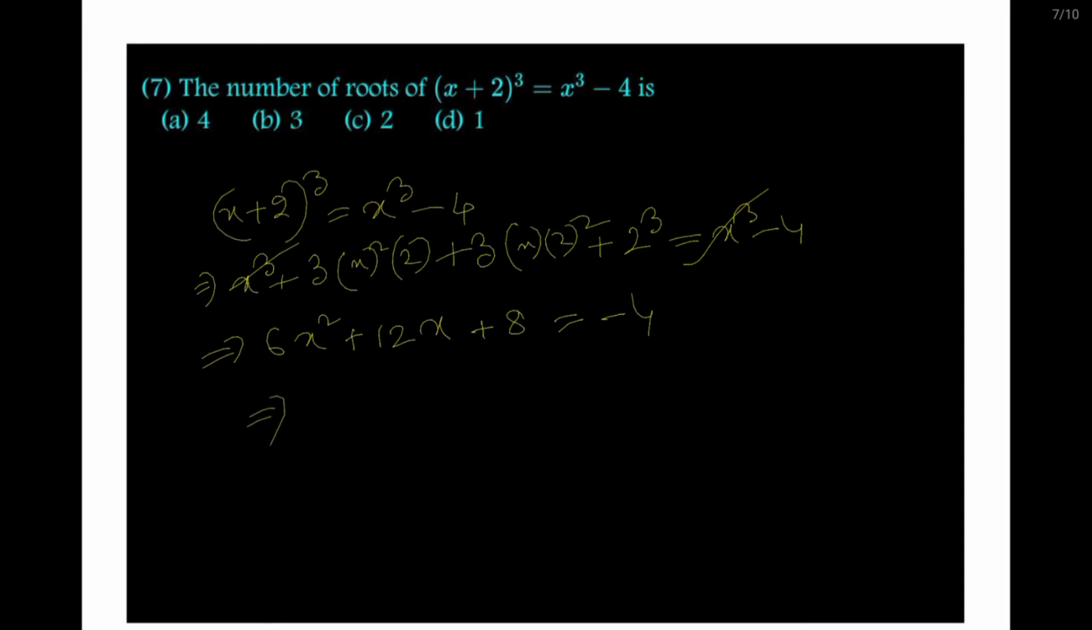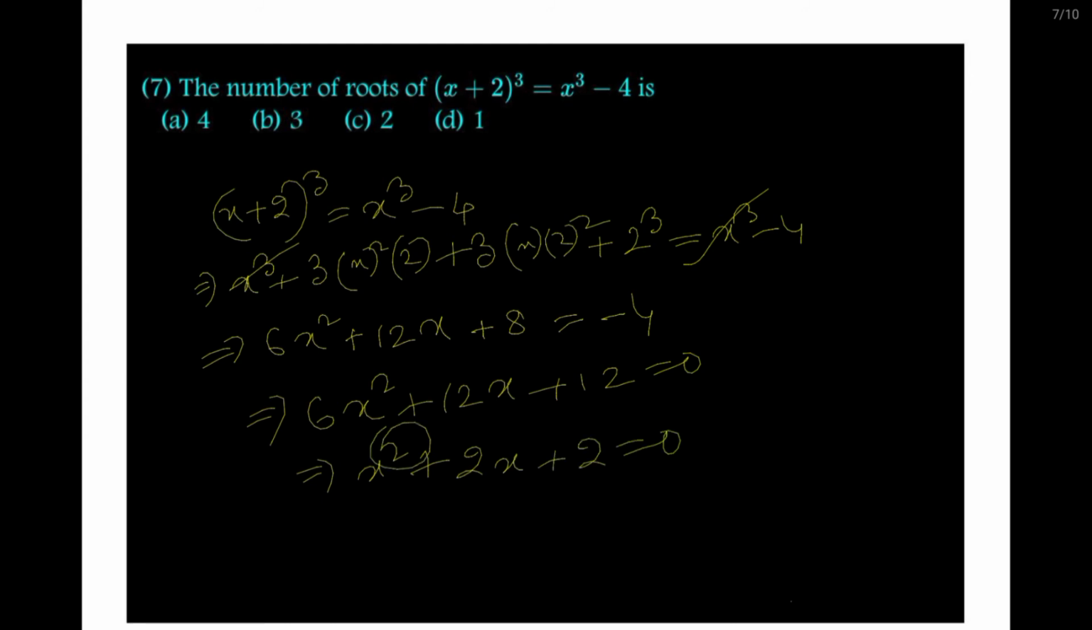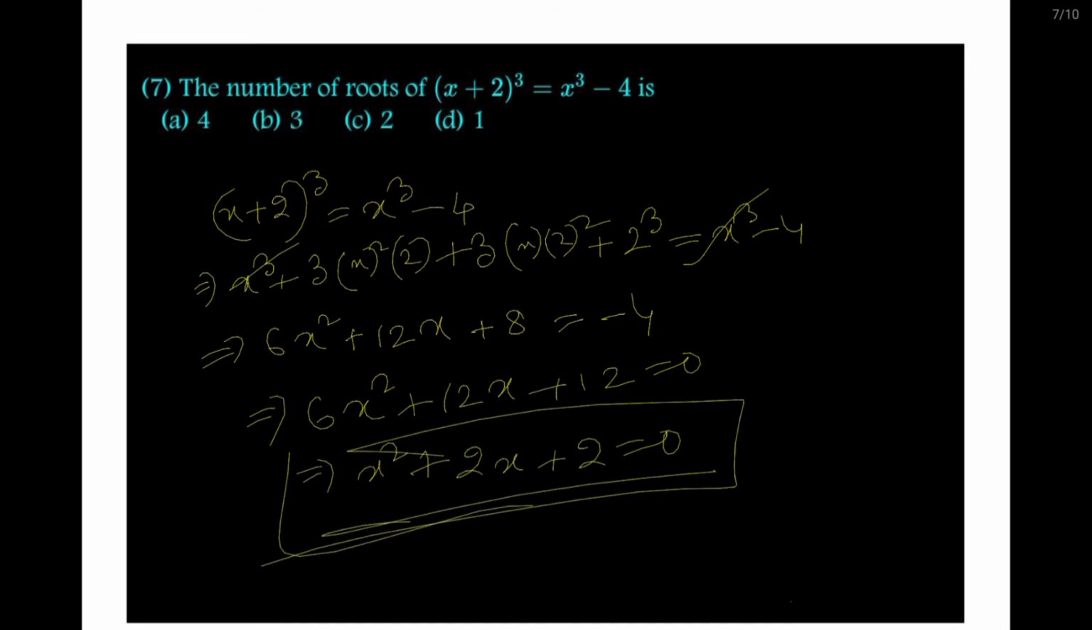And actually now we can say that it is nothing but a quadratic equation. Let's simplify one more step for changing into the standard form of quadratic equation. So we can say that this will be 6x square plus 12x plus 12 is equal to 0, and it will be x square plus 2x plus 2 is equal to 0. And here the degree of this equation is 2, so it will be a quadratic equation, so it will have 2 roots.